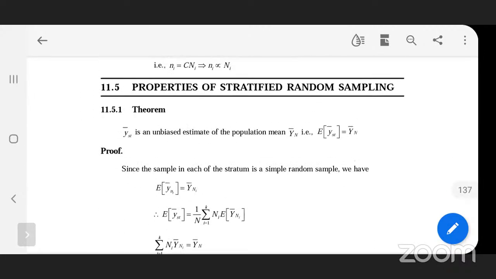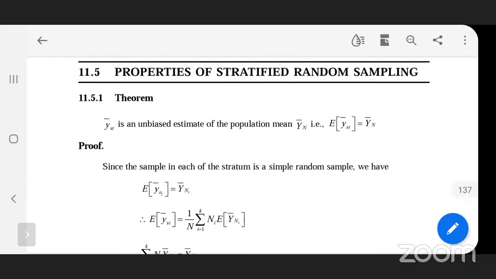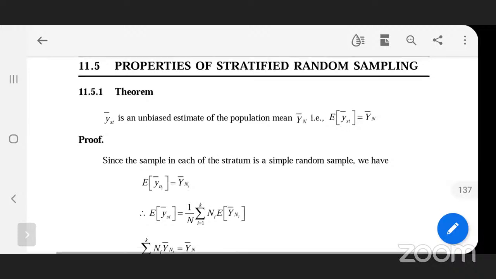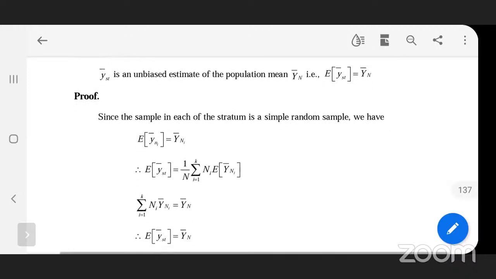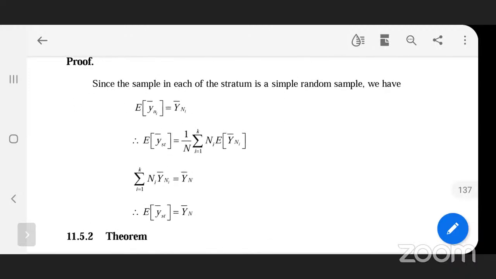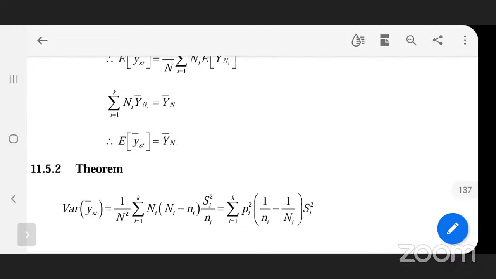Next, the properties of stratified random sampling. ȳst is the unbiased estimation of the population mean, that is Ȳ. So the expectation of ȳst equal to Ȳ. Since the sample in each of the strata is a simple random sample, we have E of ȳi equal to Ȳi. So E of ȳst equal to 1 by N into summation i equal to 1 to K, Ni into E of ȳi, so that summation i equal to 1 to K, Ni into Ȳi equal to Ȳ. So E of ȳst equal to Ȳ.